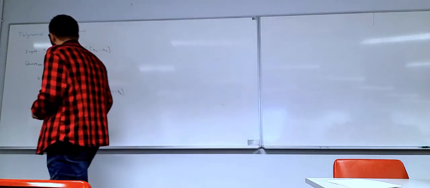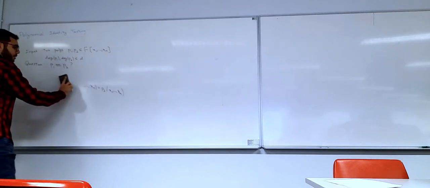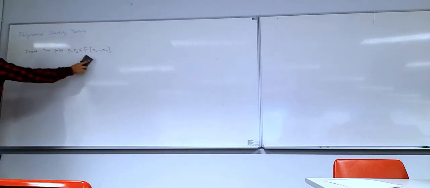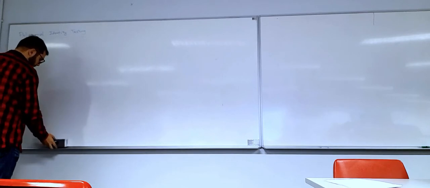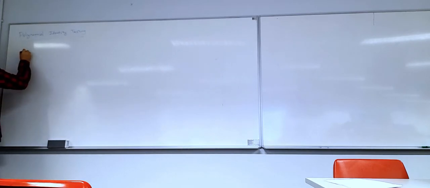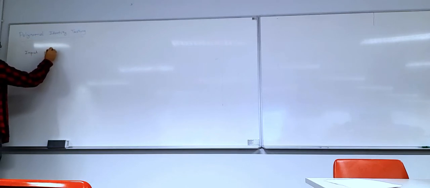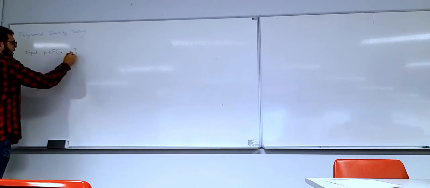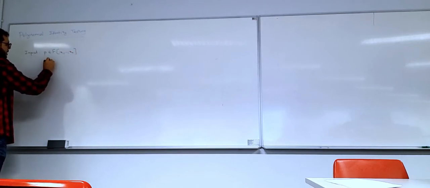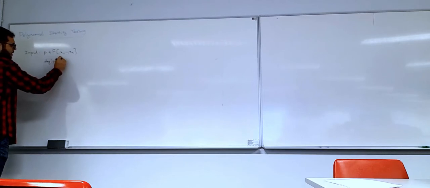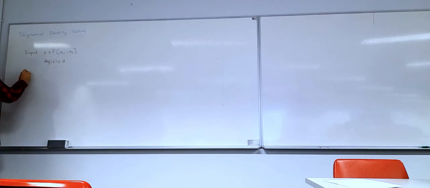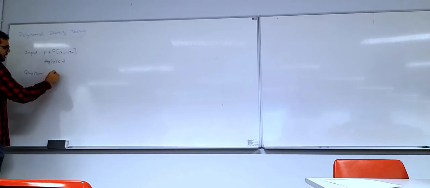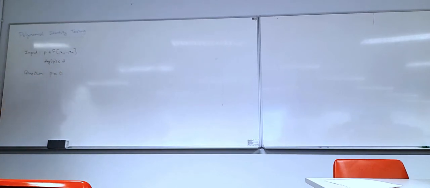So let's actually consider the simpler case where I'm just given one polynomial and I want to see if it's zero. So let's say my input is just one polynomial P in F of x1 to xn, and I know that the degree of P is at most some number d. And the question I have to answer is whether P is the zero polynomial.